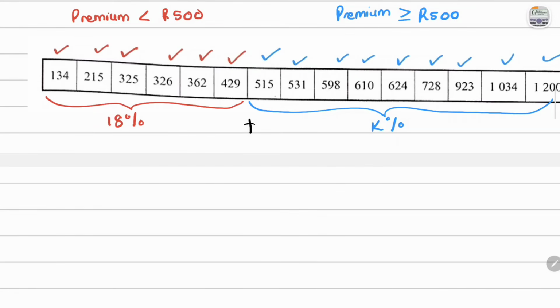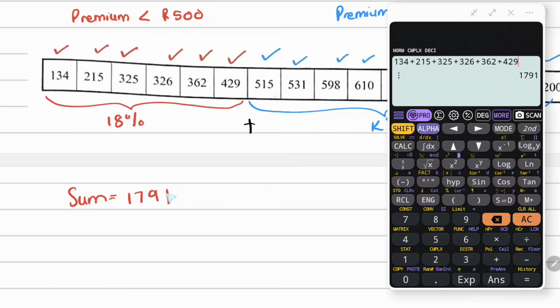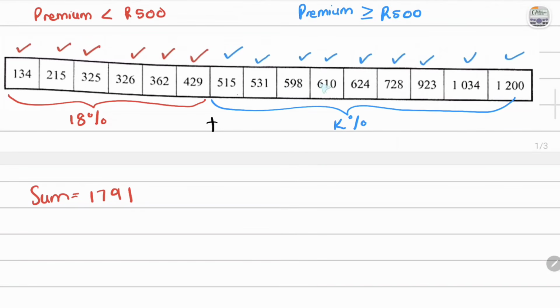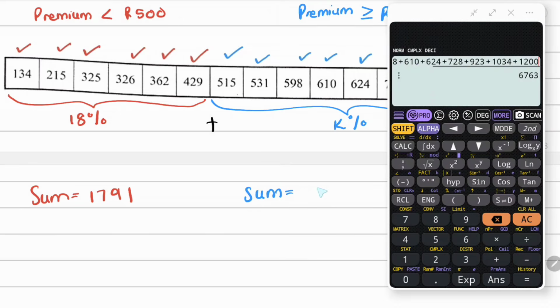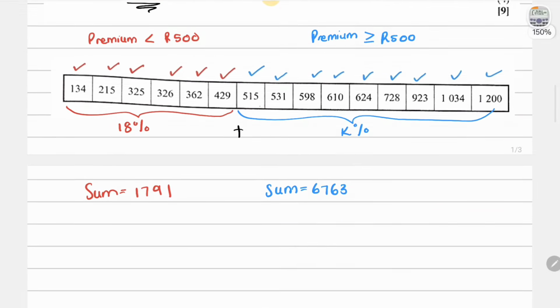So let's go ahead and add these amounts. We'll find the sum of it first, and let's see what that gives us. You see that the sum of it gives us 1,791. So this is the amount that will increase by 18%. We should also add these ones up because it's going to be helpful. So let's add that up as well. And you see the sum of that gives us 6,763.